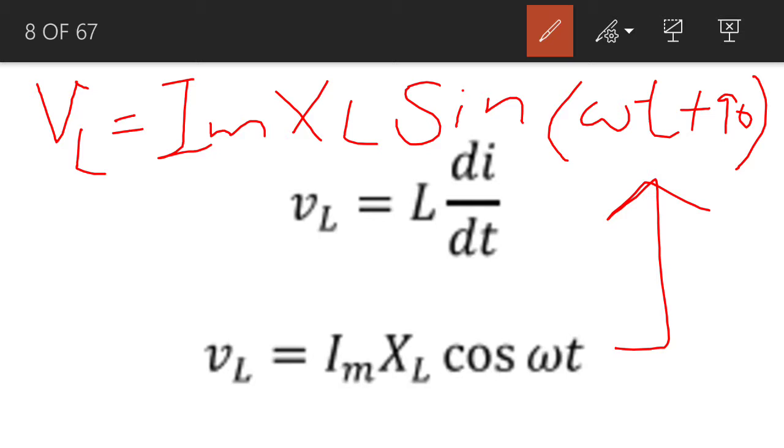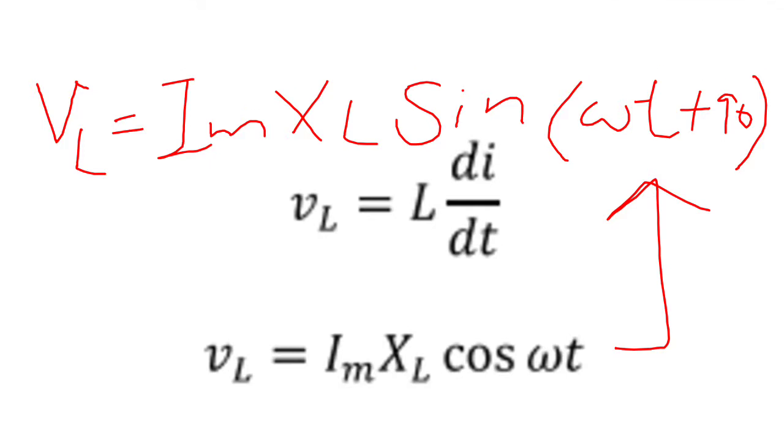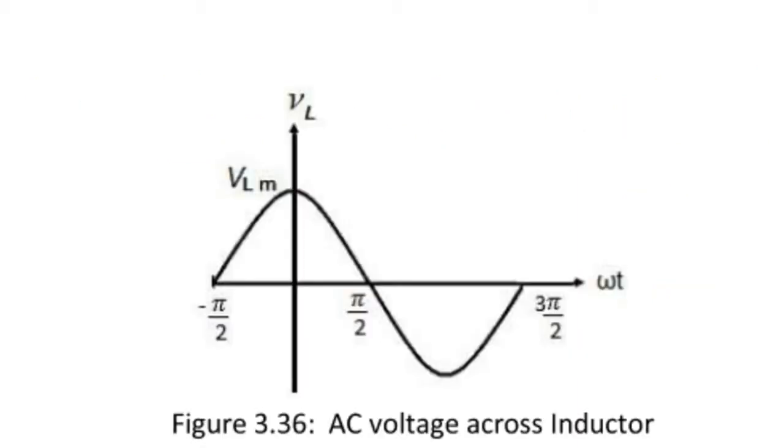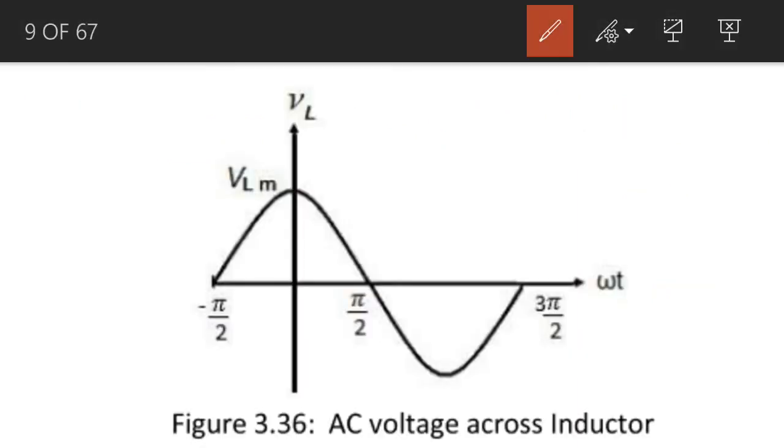Now we plot this voltage with respect to omega t. We consider the waveform of this voltage. So here is the waveform for the voltage across the inductor, and the voltage across the inductor starts from minus 90 degree. So this is the waveform for the AC voltage across the inductor.